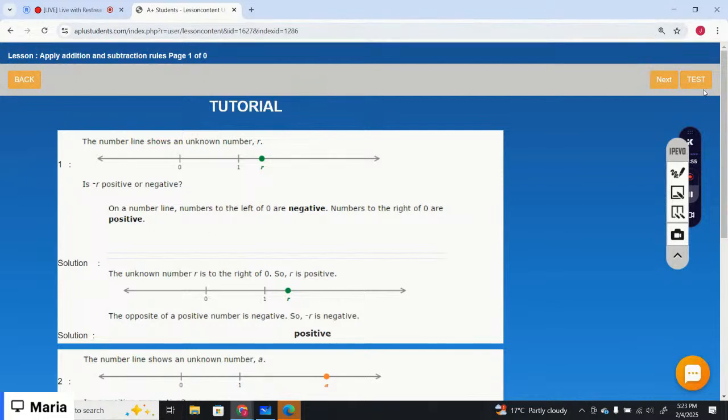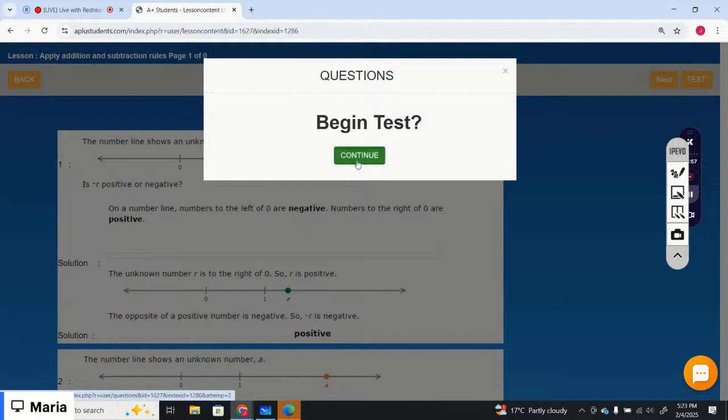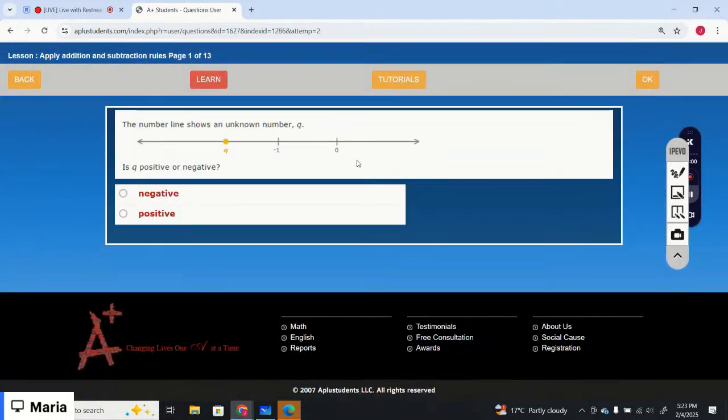Let's just start with the test questions. The number line shows an unknown number Q. Is Q positive or negative? So Q is on the left hand side of 0. All the numbers that are on the left hand side of the 0 are the negative numbers. So Q is obviously negative. The correct option is negative. Q is a negative number.